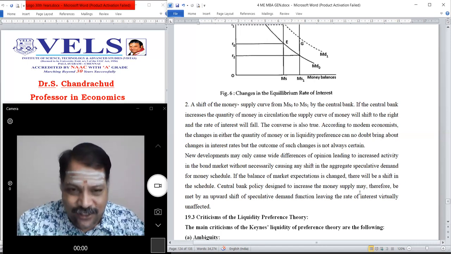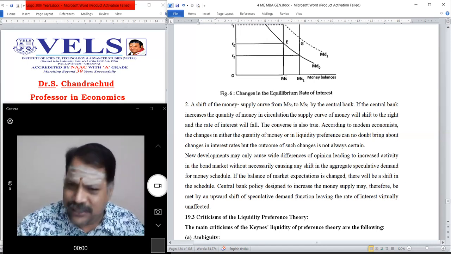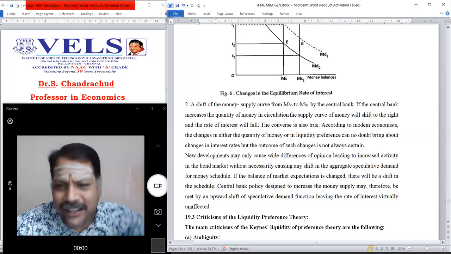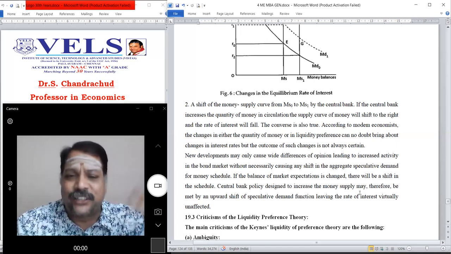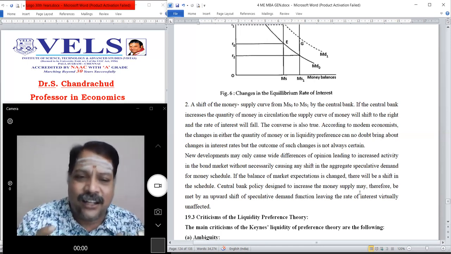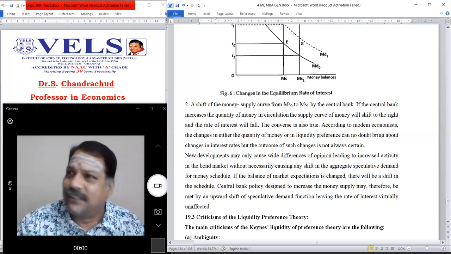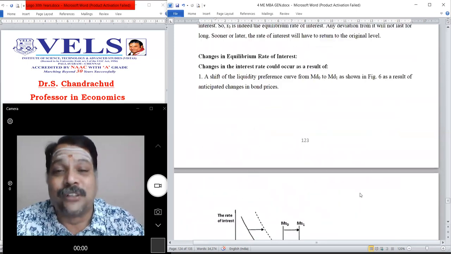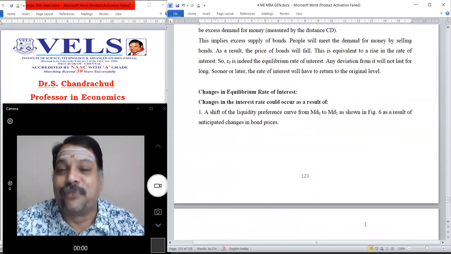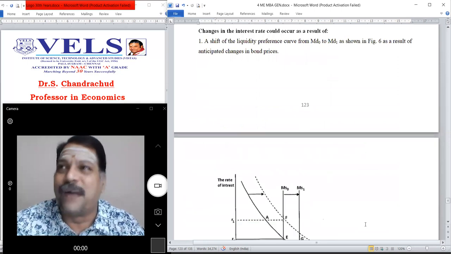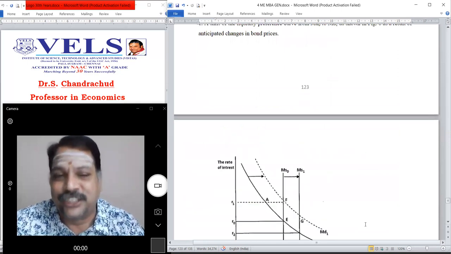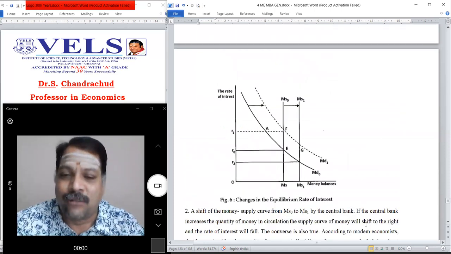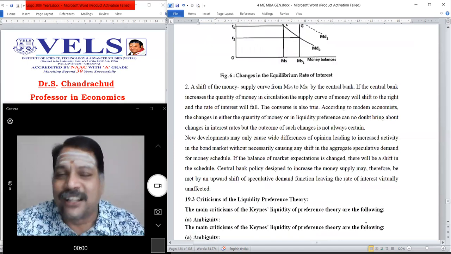If the balance of market expectation is changed, there will be a shift in the schedule. A central bank policy decision to increase the money supply may therefore be met by an upward shift in the speculative demand function, leaving the rate of interest virtually unaffected. So, because of the change in policy, this particular liquidity preference will hold good, because the central bank has to take some initiative, either a monetary measure or a non-monetary measure. The key factor is the interest rate.